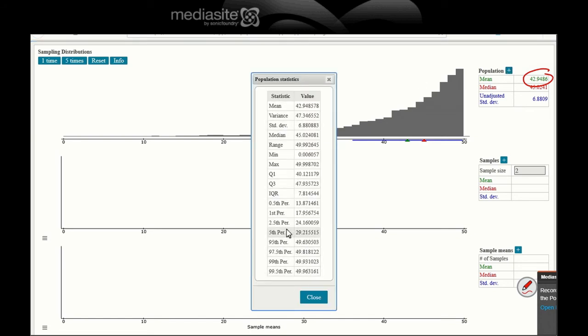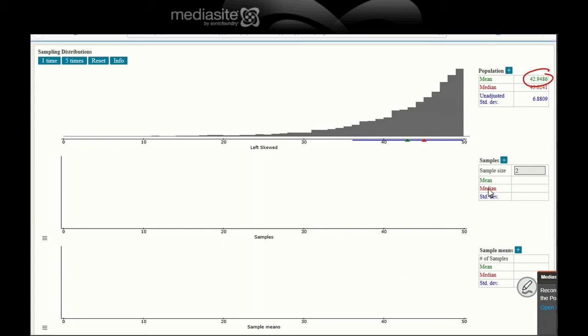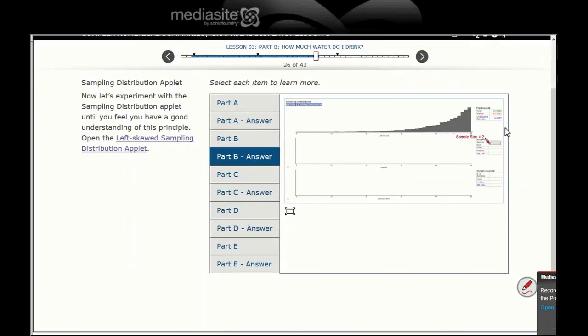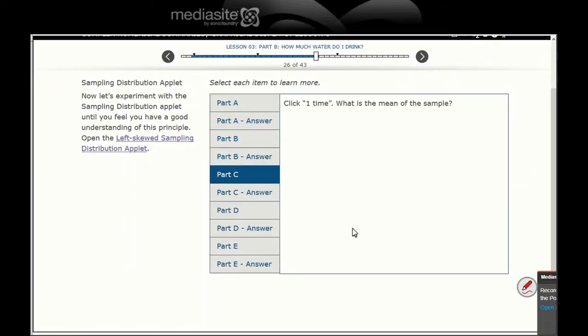Let's see what it says here. Oh, guess it's right here. Sample size 2. Sample size 2, let's see. Click one time. What is the meaning of the sample?